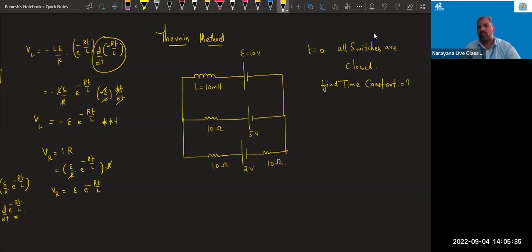What is the time constant formula? L by R. L value we know. What is the coefficient of self-inductance? 10 into 10 power minus 3. And effective resistance I need to find. How to find effective resistance? In the place of inductor, you short it. Short it means remove the inductor and remove all the cells also, and draw only resistors like this.